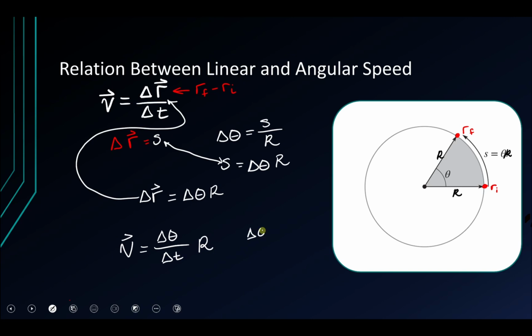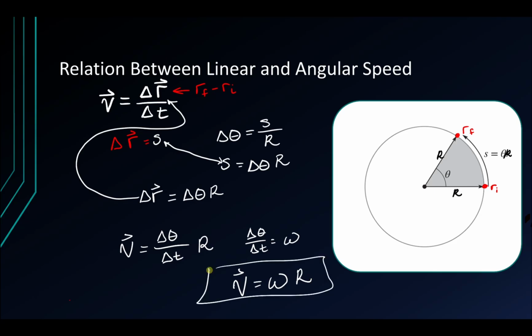Now, this change in theta over a change in time is the same thing as omega, my angular velocity. So this tells me that my linear velocity is equal to omega, my angular velocity, times the radius of this circle. So I can use this relationship to convert between angular and linear motion.